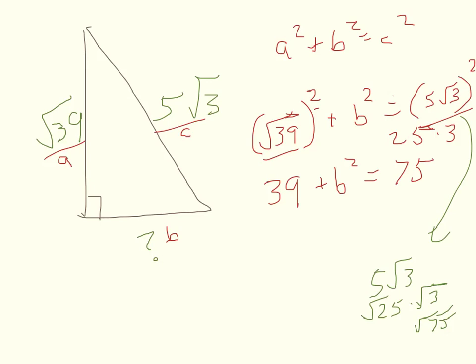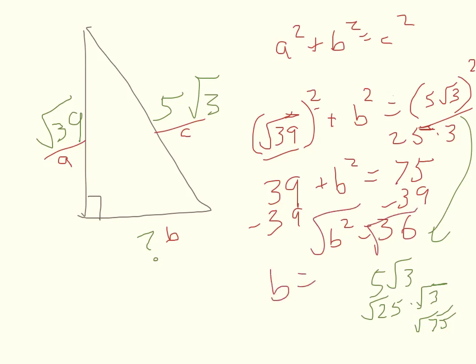And then we'll just solve like we do these problems all the time. We'll do the inverse operation. We'll subtract 39 from both sides. That gives us b squared equals, and let's see, 75 minus 39 is 36. Okay, and then if we square root both sides, we get b equals 6. That would be our missing side.